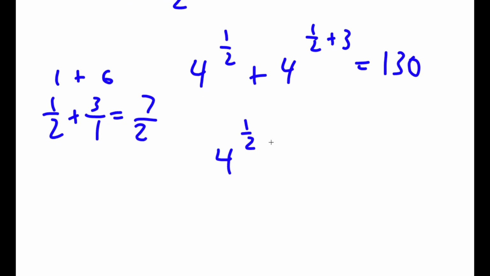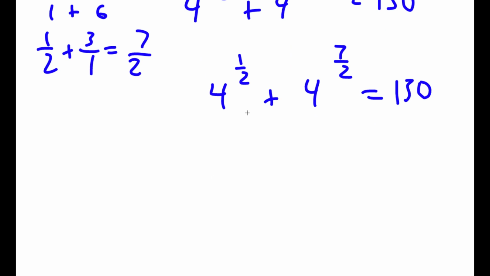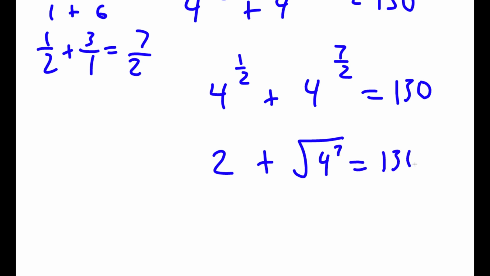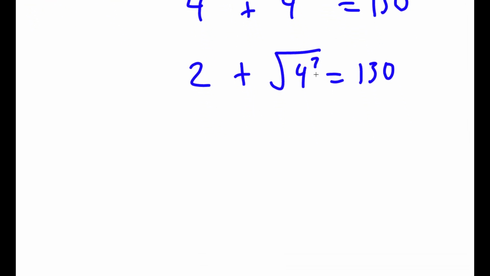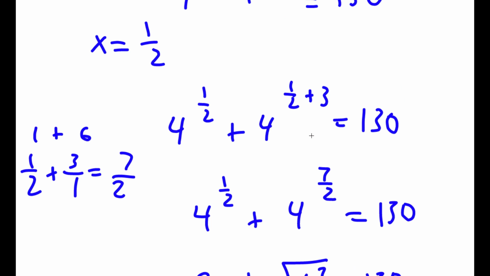So I have 4 to the power of 1/2 plus 4 to the power of 7 over 2 is equal to 1/30. Now 4 to the power of 1/2, this is the same thing as the square root of 4, which is equal to 2. So I have 2 plus, now 4 to the power of 7 over 2. This is the same thing as the square root of 4 to the power of 7. And the square root of 4 to the power of 7, that's going to equal 128. So I have 2 plus 128 is equal to 130, so I have 130, which is equal to 130, meaning our solution is right.